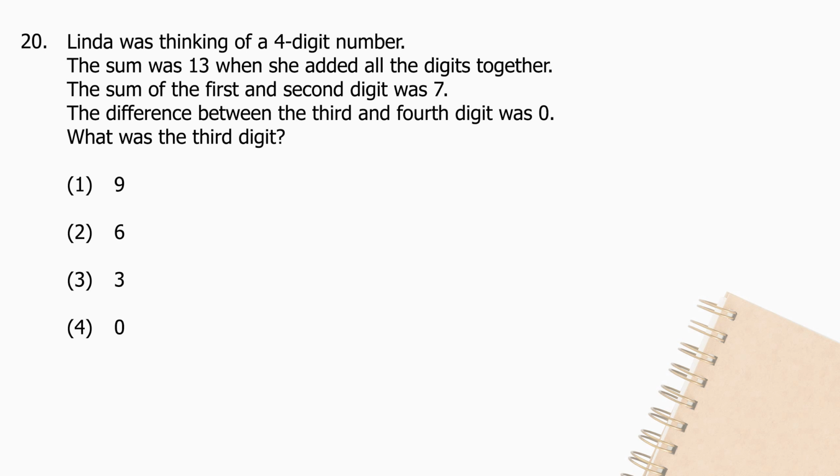Question 20. Linda was thinking of a 4-digit number. The sum was 13 when she added all the digits together. The sum of the first and second digit was 7. The difference between the third and fourth digit was 0. What was the third digit?